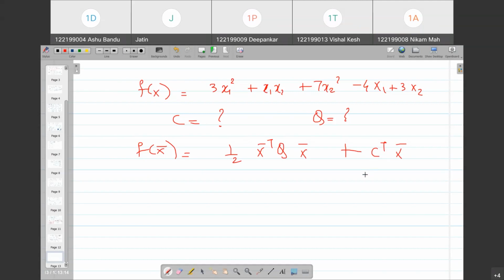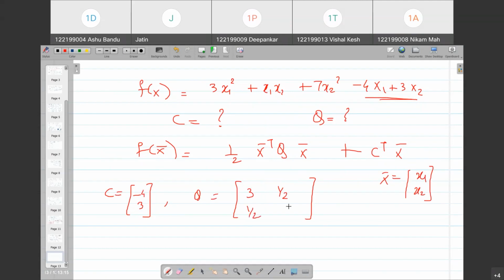Okay, the C vector is easy to tell. What is the C vector? X bar is x1, x2. So from here, what is the C vector? Minus 4, 3. Perfect. Now what is the matrix Q? 3, 1 by 2, 1 by 2, 7.